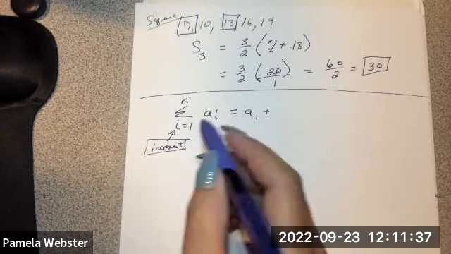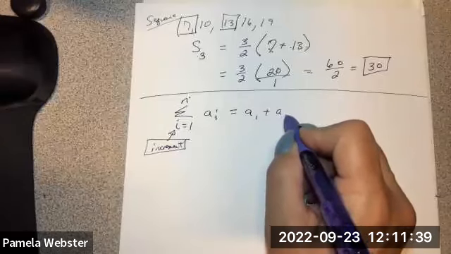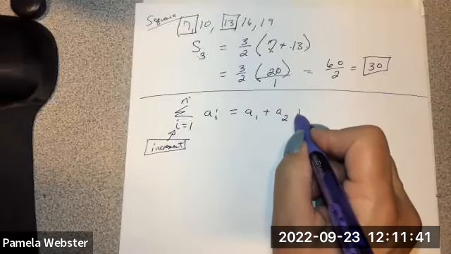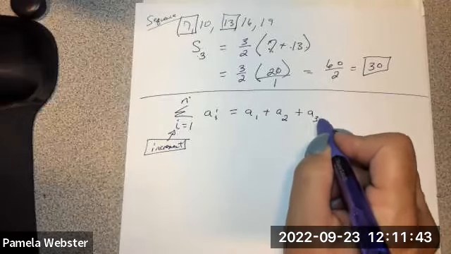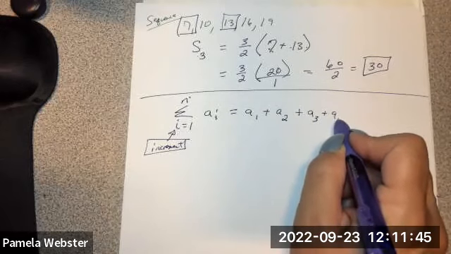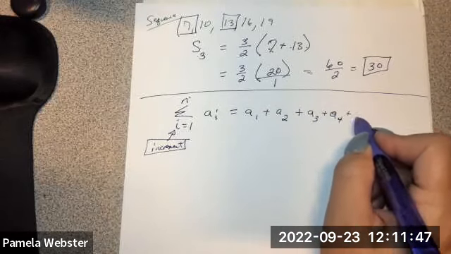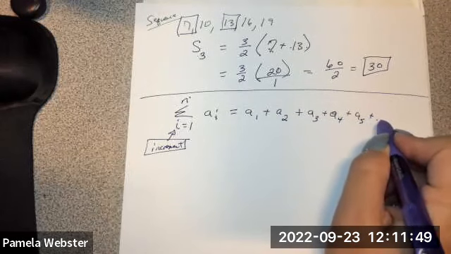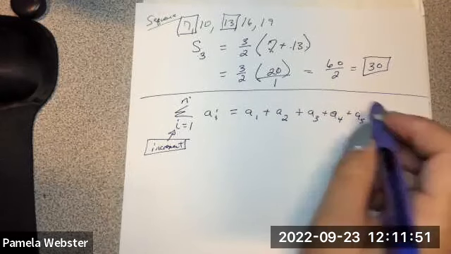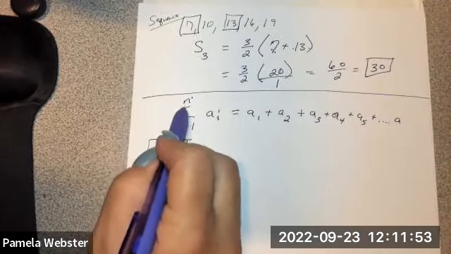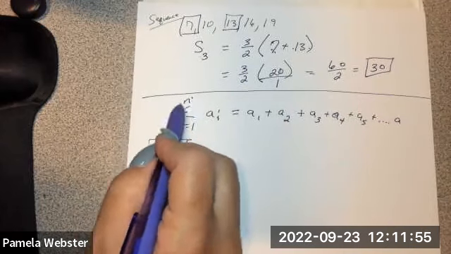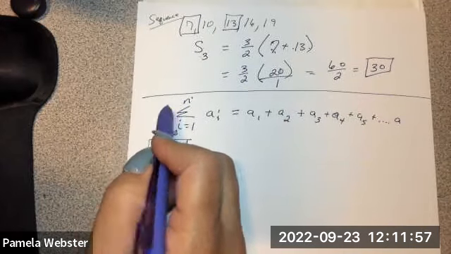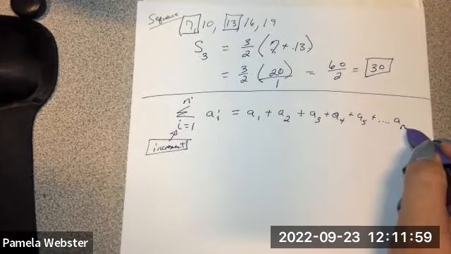So the next one is going to be the 2, right? 1 and then 2, a sub 2, plus the next is a sub 3, plus a sub 4, plus a sub 5, plus ... until I get to whatever number is on top of this summation symbol, this sigma, and that happens to be an n. So I'm going to go to a sub n.